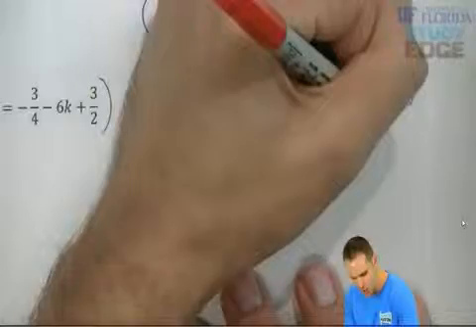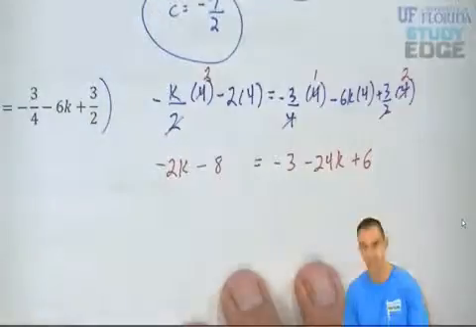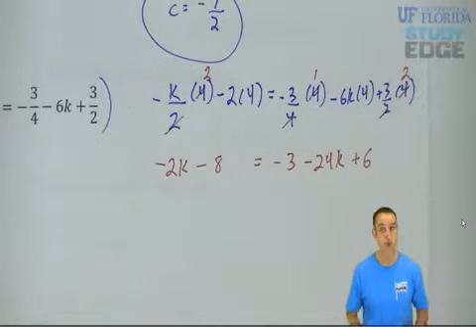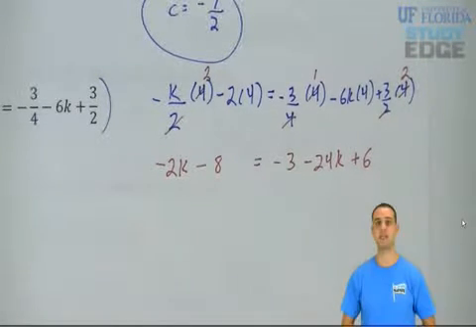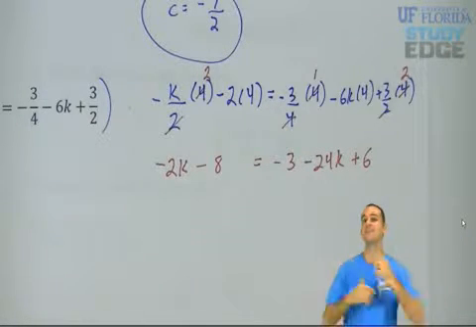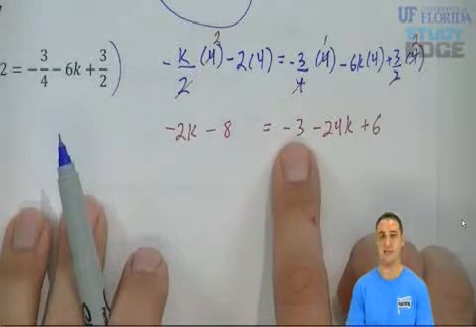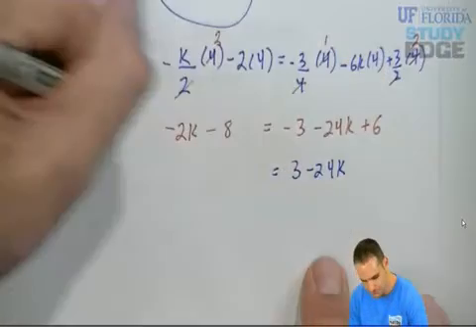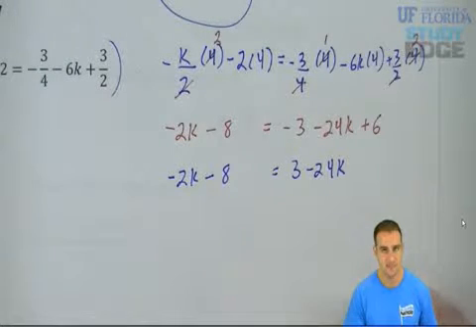24k. 2 goes into 4 2 times, and 3 times 2 will give you 6. From here, we're going to combine like terms on each side, because I see I have like terms right here. And then I'll move my variables to one side, my numbers to the other, and divide. But first, let's combine like terms. So for this question, I've got negative 3 plus 6 will give you 3 minus 24k. And on the left-hand side, negative 2k minus 8.